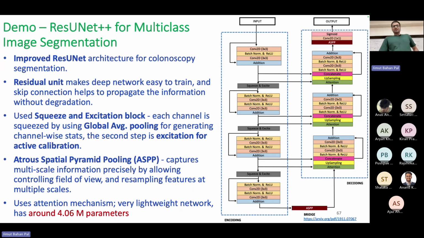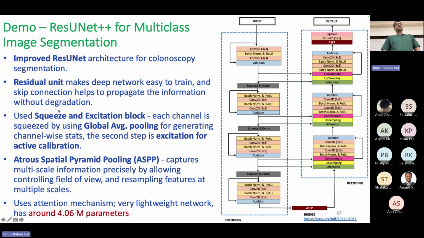For multi-class segmentation, we are using the ResUNet++ architecture, which is a very famous architecture for colonoscopic segmentation. They use residual units to make deeper networks easy to train, and skip connections help to propagate the information without degradation. They have also used a squeeze and excitation block. Each channel is squeezed using global average pooling for generating channel-wise stats. Then the second step is excitation for adaptive recalibration. The squeeze and excitation block is an individual paper.